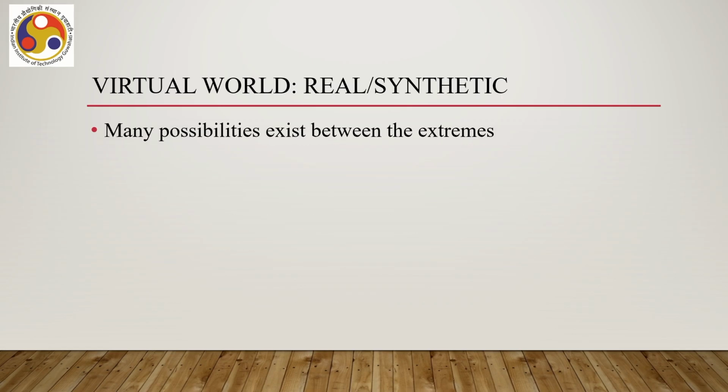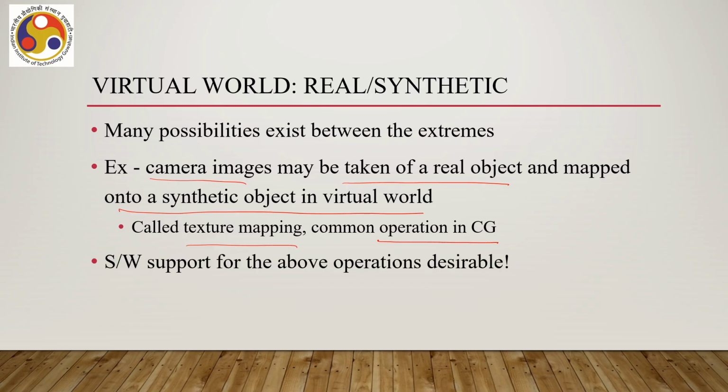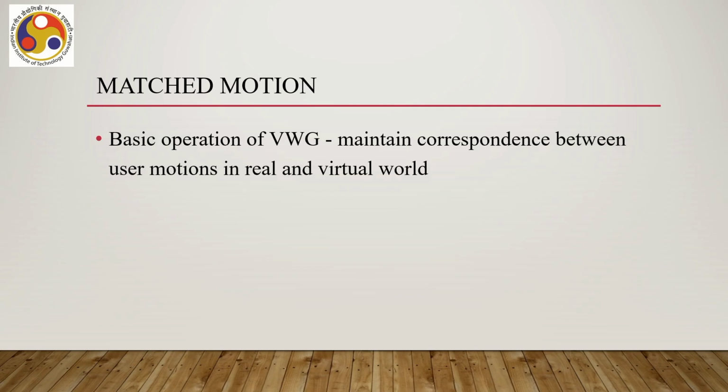Now, there can be other possibilities of creating a virtual world as well. Many possibilities in fact exist in between. One such possibility is that camera images may be taken of a real object and mapped onto a synthetic object in the virtual world. This is called texture mapping, which is a very common operation in computer graphics. So, our software ideally should support texture mapping operations as well. So, that is about the creation of the virtual world.